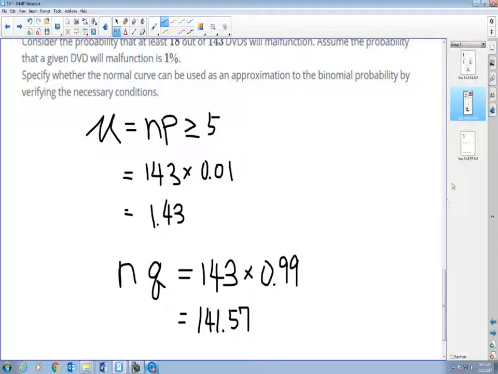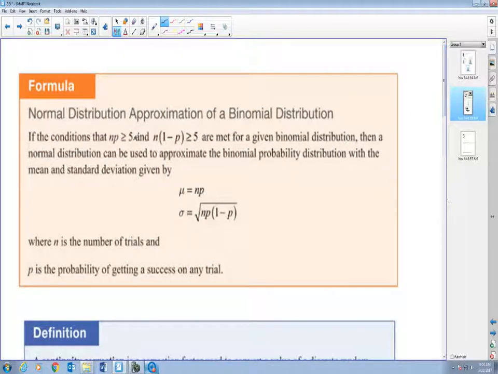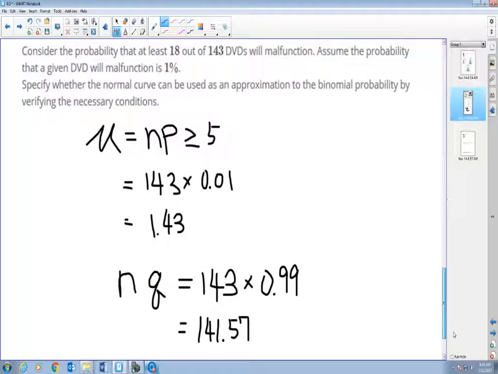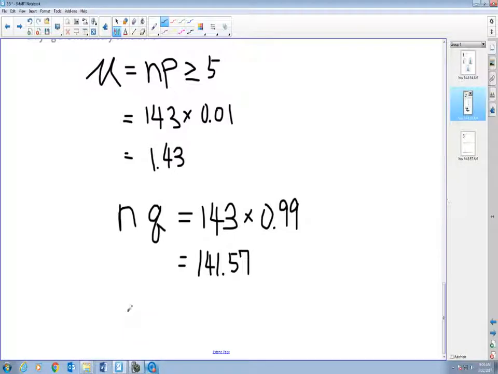Alright, but if you read this formula carefully, with the word and, that means both of these conditions have got to be greater than or equal to 5 for me to use the normal distribution to approximate. So, can we use the normal curve to approximate? The answer would be no. And the reason is, when I do n times p or when I do n times q, one of them is not greater than 5. Alright, so the answer would be no.